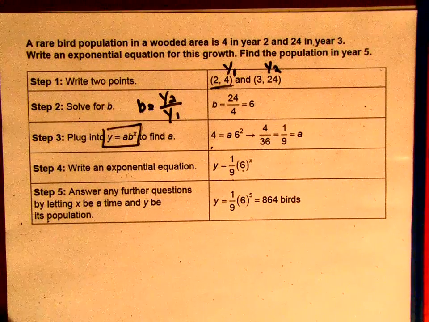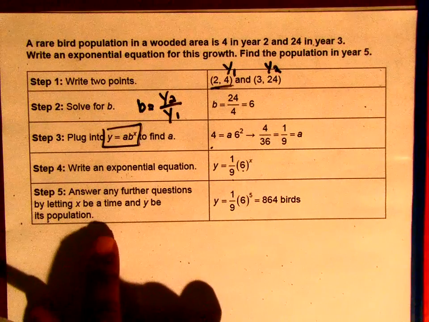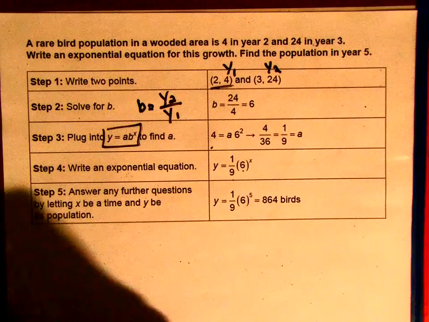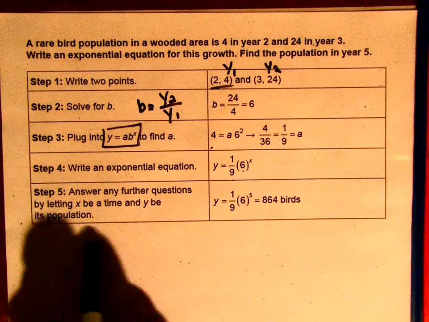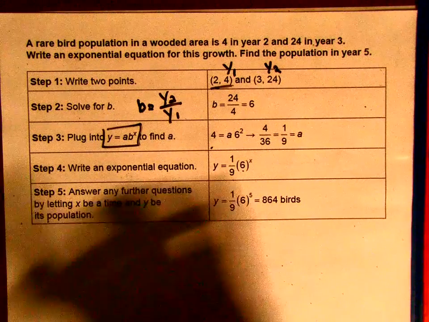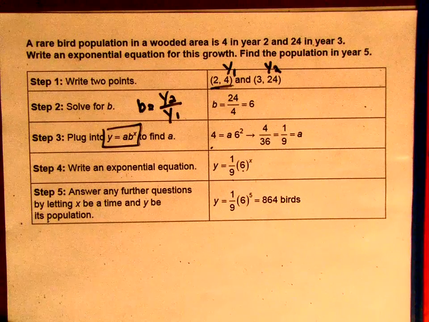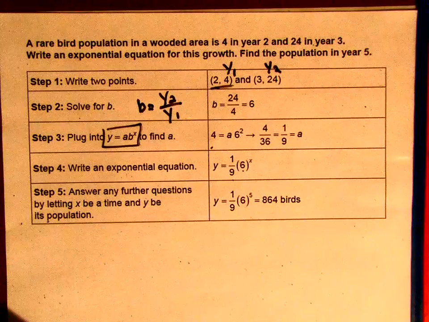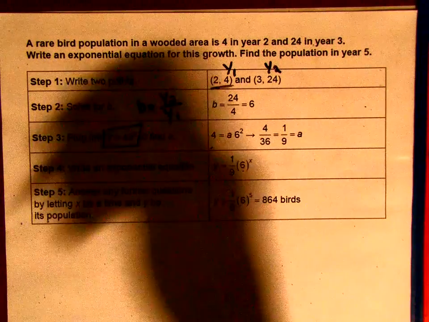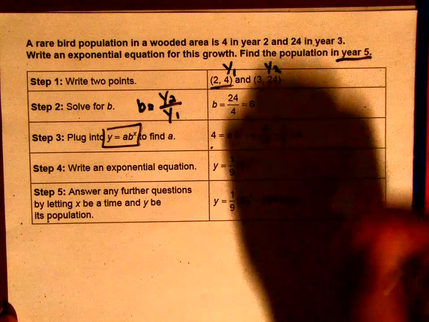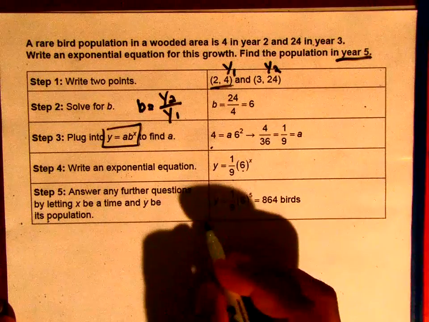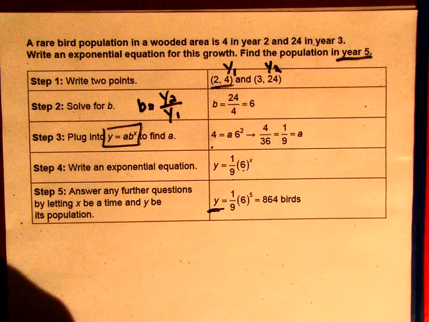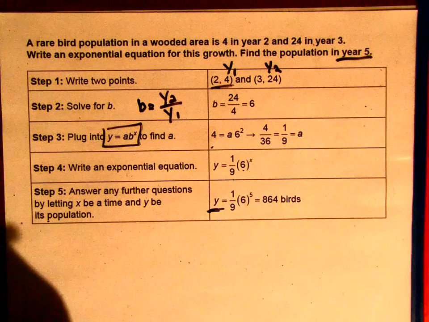All right, now step 5 is answer any further questions by letting X be time and Y be its population. So it may not always be time and population, but step 5 is when you answer a question on top of it. It's usually a projection. What do you think is going to happen in this many years? So since it's 5 years they want to know, we're going to plug in 5 for the time and figure out what the population Y is going to be. And the population will be 864 birds.